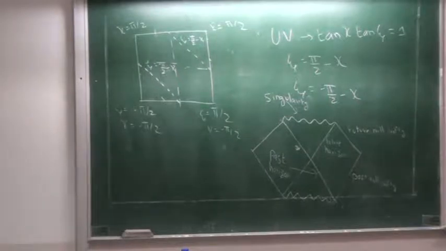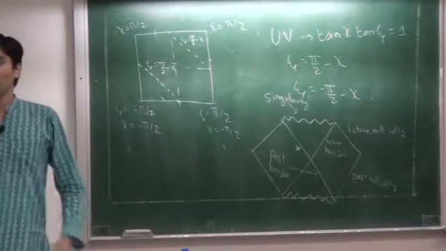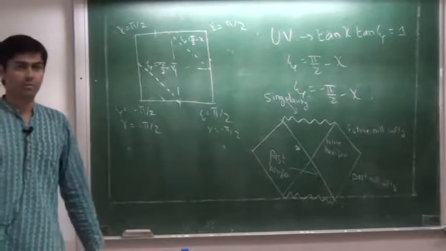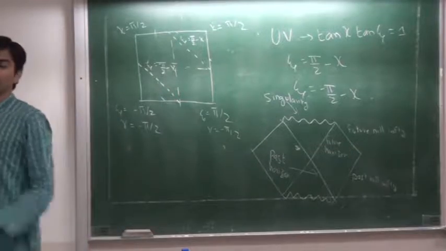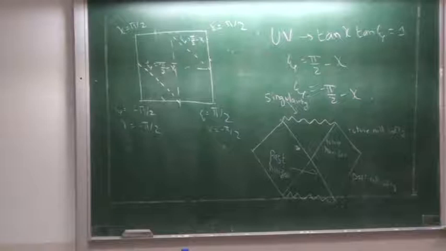Okay. So that was what I wanted to say from yesterday, and this has to do with the causal structure of this black hole. Okay, so this gets me to the conclusion of the static Schwarzschild black hole solution. Are there any questions about this part?